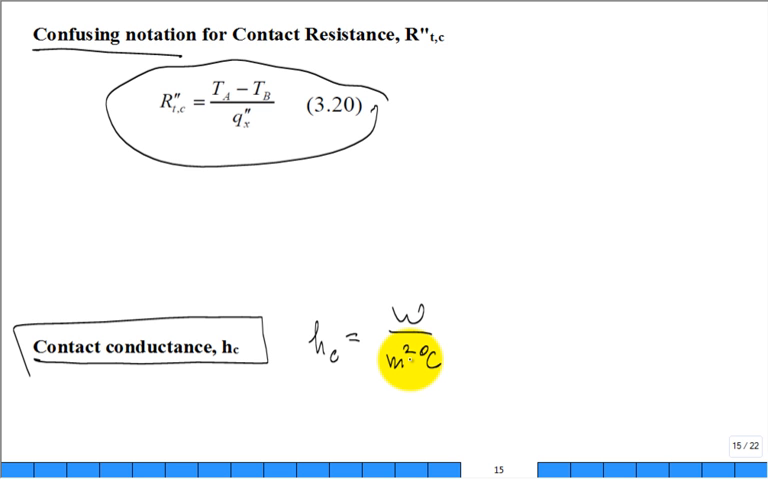This is the way they have R double prime for the thermal contact resistance defined, and the units on that are degrees C meter squared per watt.